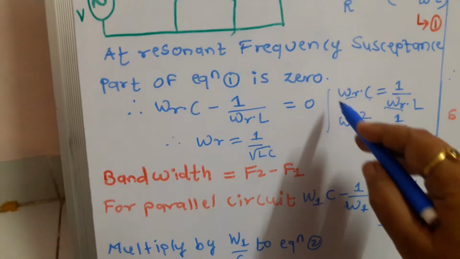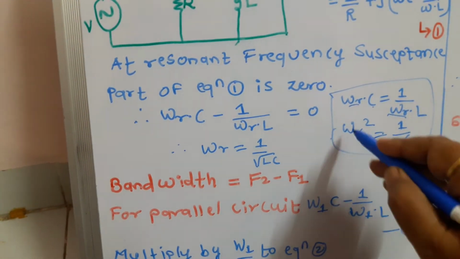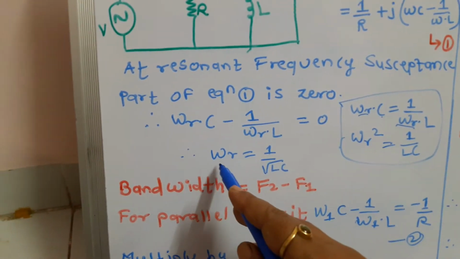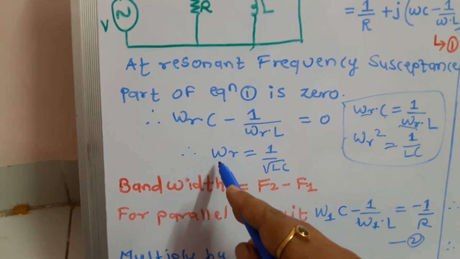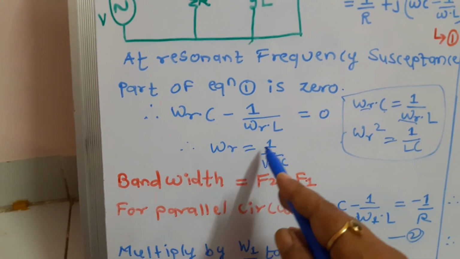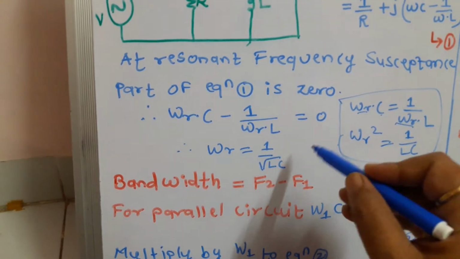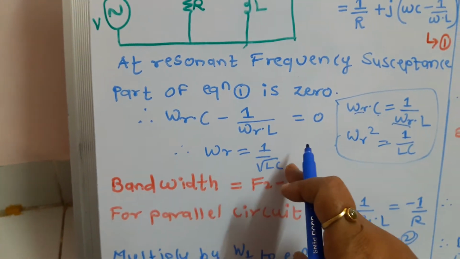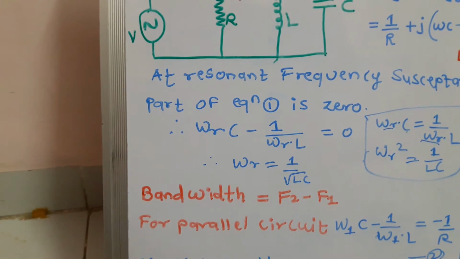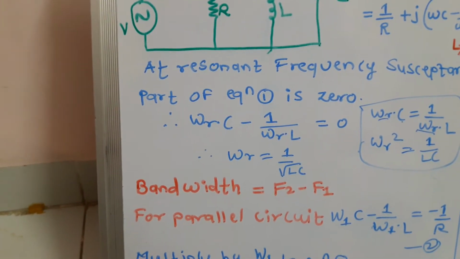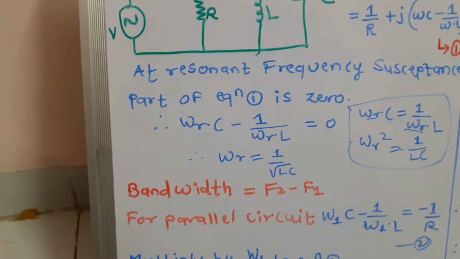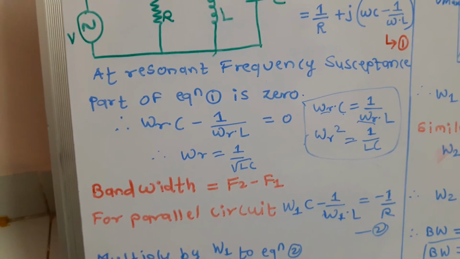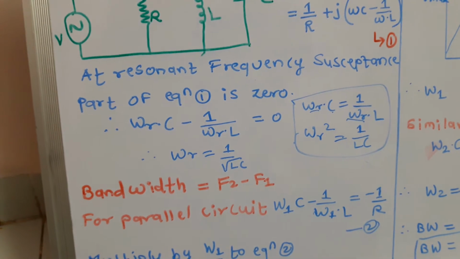Omega R square is equal to 1 upon LC, so let us take the square root. We have the resonant angular frequency omega R is equal to 1 upon square root of LC. From this we can calculate FR also. FR is equal to 1 upon 2 pi square root of LC. This part is known because in previous videos we have seen how to derive the expression for the frequency of resonance for the parallel resonant circuit.